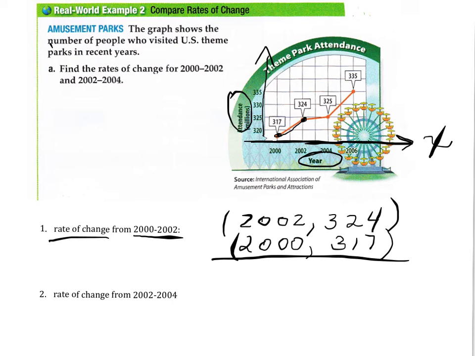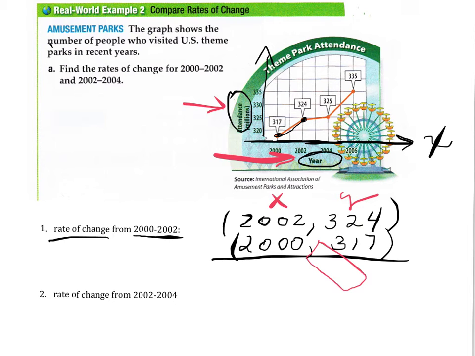Okay, take a look at what I have on my screen in red, and I hope that's what you have on your paper. Change in y, remember, x, y, 324 minus 317 equals 7. Delta x, or change in x, is equal to 2002 minus 2000, and that is equal to 2. So 7 over 2. Now, in real life, we need to interpret that. We're talking about the change in attendance per year. So we are not going to leave that as 7/2. We need to interpret that for the real world.